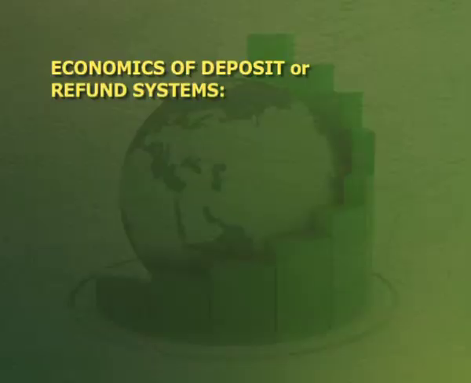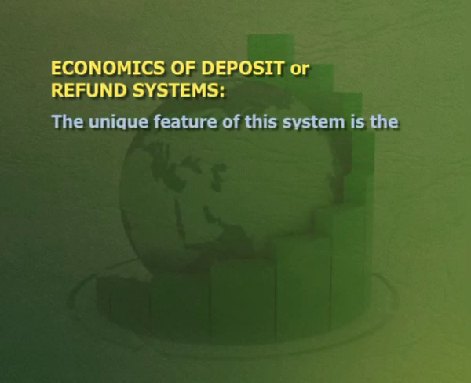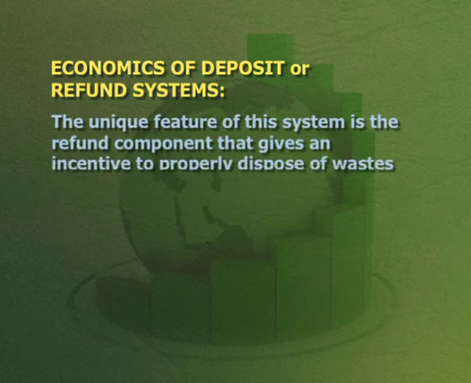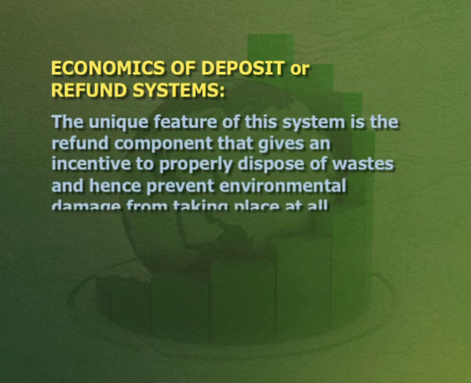The deposit forces the polluter to internalize the cost of any damage it may cause by making it absorb this cost in advance. The unique feature of this system is the refund component that gives an incentive to properly dispose of waste and hence prevent environmental damage from taking place at all. This system targets the potential polluter instead of penalizing the actual polluter, using the refund to reward appropriate behaviors.